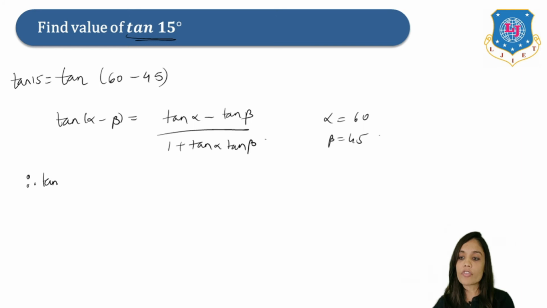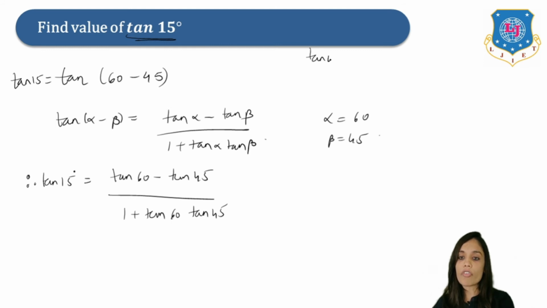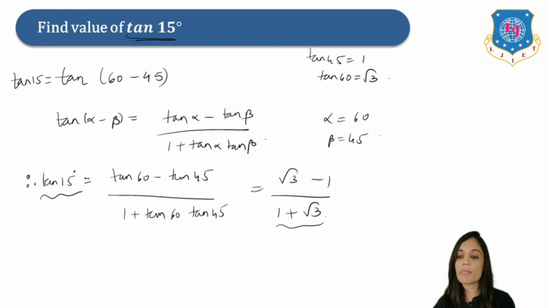Therefore your tan 15 will be equal to (tan 60 - tan 45) upon (1 + tan 60 into tan 45). Now we know the value of tan 45 is 1 and the value of tan 60 will be root 3. Just put these two values, so answer is (root 3 - 1) upon (1 + root 3). So value of tan 15 is this. Okay. Let's go to our next example.